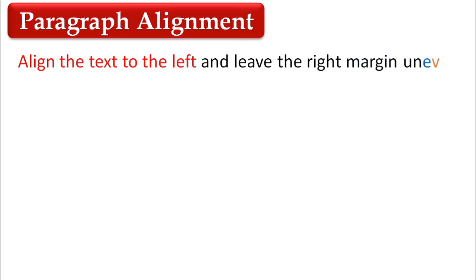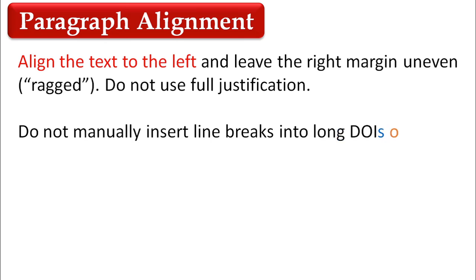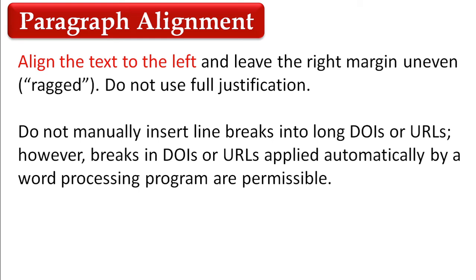Paragraph and alignment. Align the text to the left. We should not justify the alignment. We should not bother about even line endings towards the right side. If it is uneven, it's okay, no problem with that. Do not manually insert line breaks into long DOIs and URLs, because DOIs and URLs are sometimes long, so we should not put line breaks in them. Automatic line breaks by the word processor are permissible.